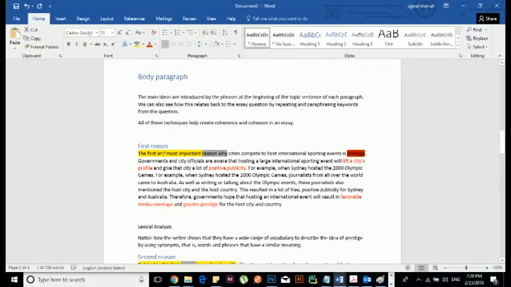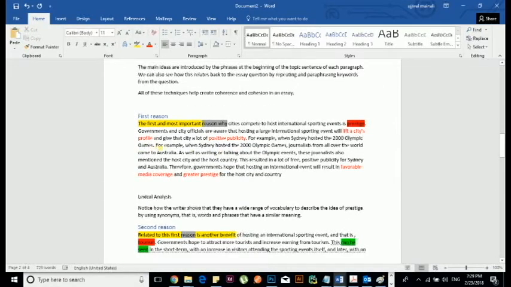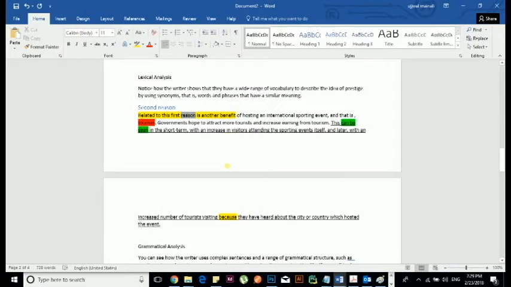And how your first statement, that it is a matter of prestige for governments and city officials to host these kinds of sporting events, has been supported by an anecdote or an event that took place in Sydney 2000. How this event has actually been a matter of prestige and covered a lot of media and drew a lot of attention all over the world.